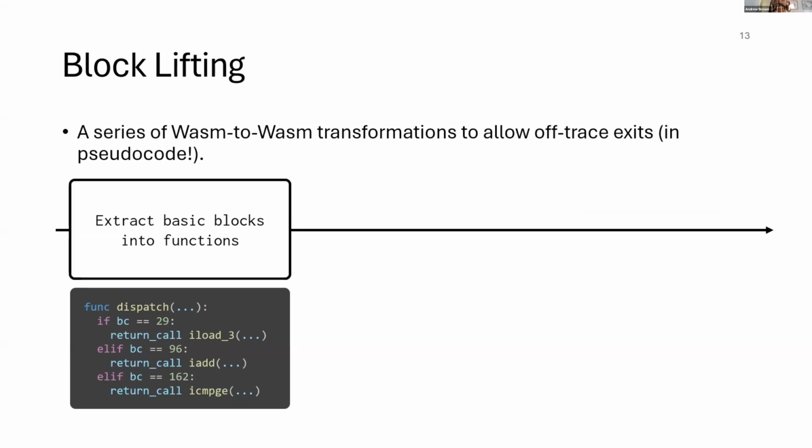So the first thing we're going to do is start from this control flow graph and extract or lift each basic block into a function. So let's look at the pseudocode down at the bottom. This is the pseudocode for the dispatch loop. And instead of having the implementations for each of these switch branches, we've split them out into new functions: iLoad, iAdd, iCompare.